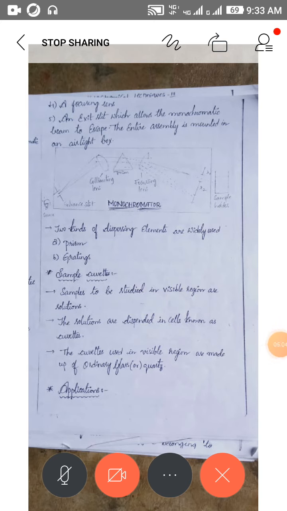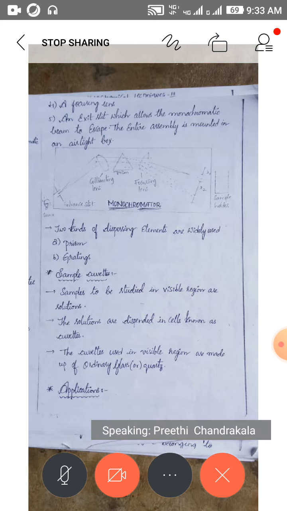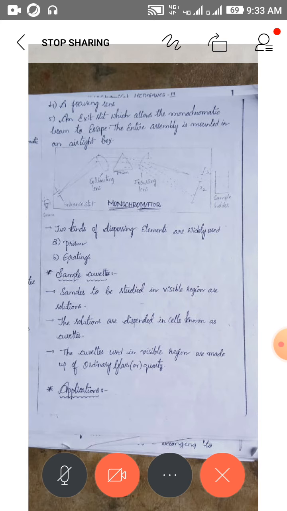Next, the fourth one, a focusing lens. And the fifth one, an exit slit, which allows the monochromatic beam to escape. The entire assembly is mounted in an airtight box. For example, here, this is the instrumentation of the monochromator: source light and entrance slit, collimating device, focusing lens, and sample holder.